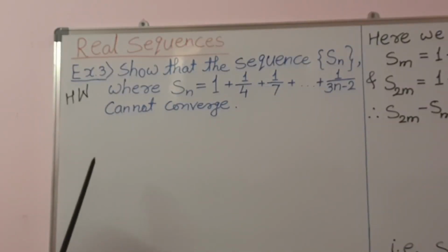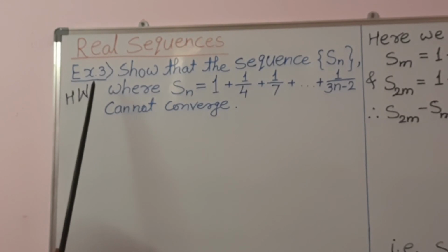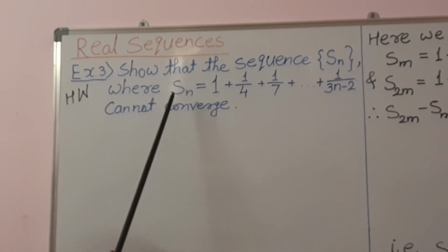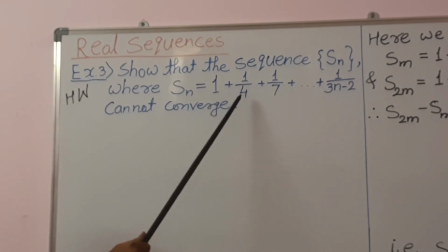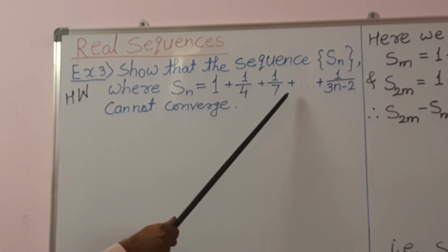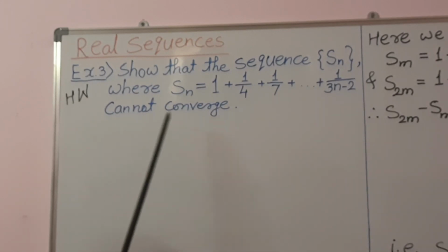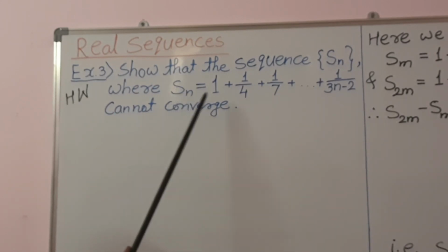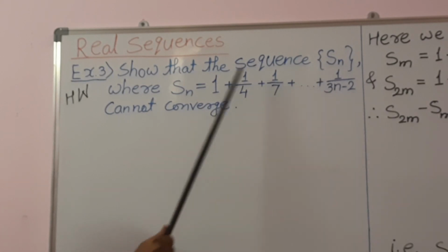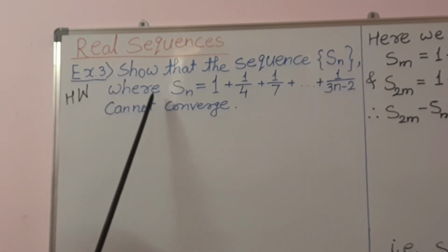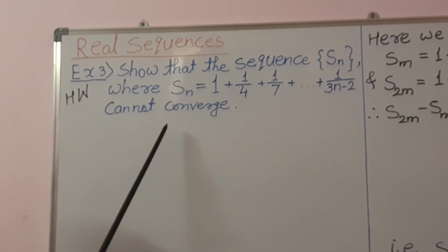We have solved two examples on the Cauchy general principle of convergence, and this is a third example. Show that the sequence Sn, where Sn equals 1 plus 1 by 4 plus 1 by 7 plus so on up to plus 1 upon 3n minus 2, cannot converge. This is the nth term of the sequence Sn, which is given as such, and we have to show that this sequence also cannot converge.